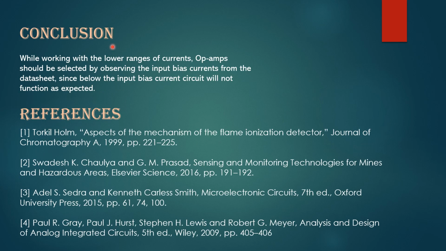Concluding, we determined that while working with lower ranges of input current, the op amp chosen to be used in the circuit must be selected carefully by observing its corresponding input bias current mentioned in its data sheet, since below this input bias current, the circuit will not function as per the desired characteristics.